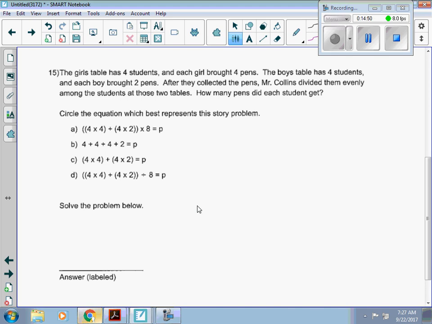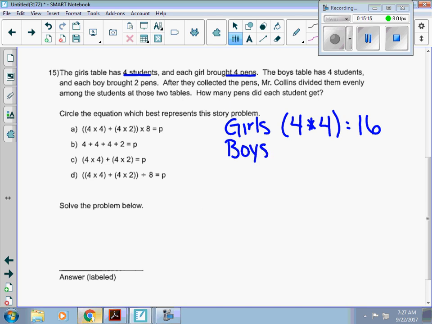So I need to know how many pens were brought in and then split them up. So the girls' table has 4 students, and each brought in 4 pens. So my girls each brought in 4, and there was 4 of them. So they did 4 times 4, and they brought in 16. My boys had 4 students also, and they brought in 2 pens. So they had 4 students times their 2 pens, so they brought in 8 each.